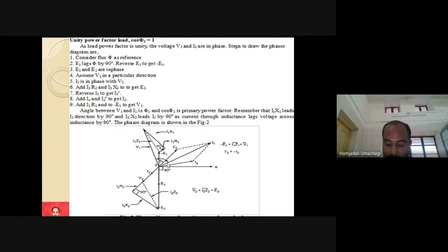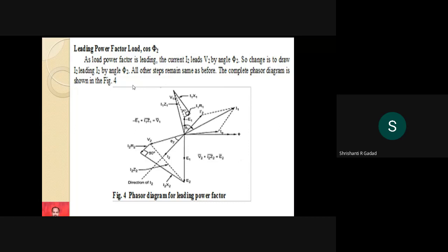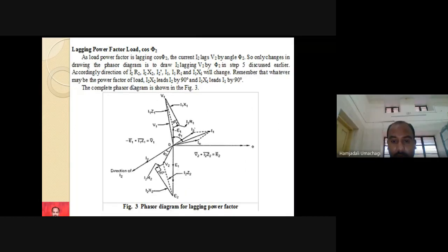So this is for the first case, resistive load, and this is the inductive load. Case 3 is leading power factor, that is capacitive load. Is it clear? Now shall I move to the third case? Yes sir. So whenever you are going to draw the phasor diagram, you have to show all these things and you have to write the KVL equations also.